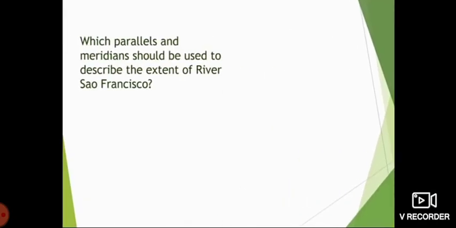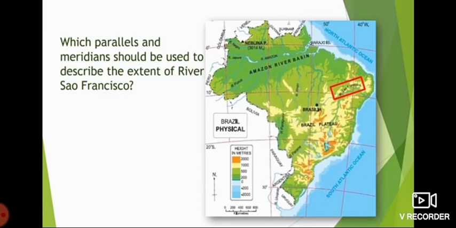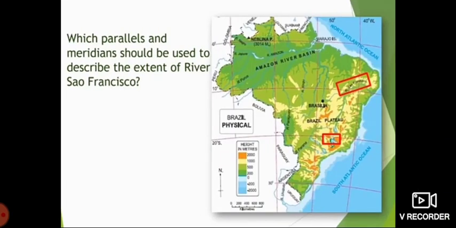Which parallels and meridians should be used to describe the extent of river Sao Francisco? Now it is a linear feature. Yes, means we have to locate its terminal points. Yeah. So now just see in the map, the red box represents that there is river Sao Francisco. Now we will locate its terminal point. So both the boxes are showing the terminal points of the river. So first we will mark the start point and then we will see about the end point.